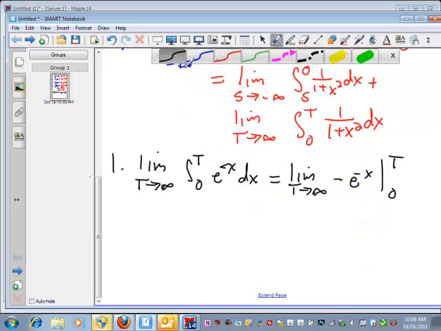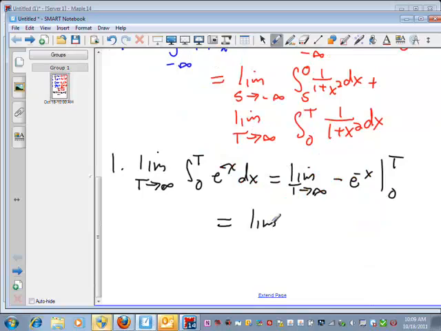And I guess we should do a more ridiculous example in just a second. This is equal to the limit as t tends to infinity, plug in t, 0, minus e to the minus t, minus e to the minus 0. We were about to get negative 1, but we know the answer can't be negative 1, right?